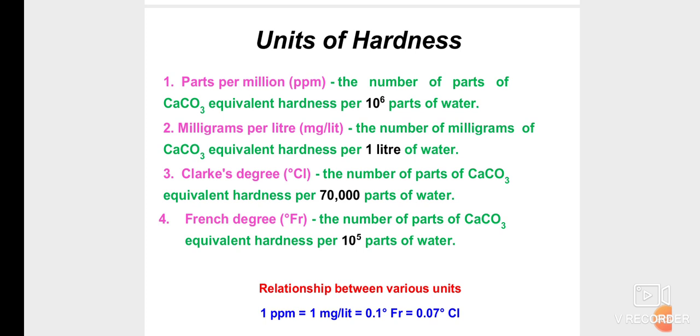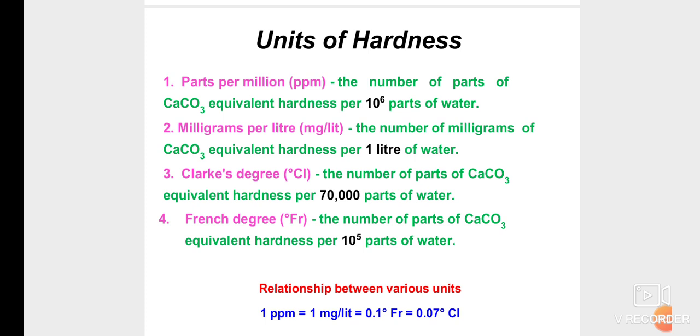Then another important topic: units of hardness. How can we express the different units of hardness? So the first unit is ppm. ppm means parts per million. The number of parts of calcium carbonate equivalent to hardness per 10 to the power of 6 parts of water. 10 to the power of 6 means 1 million parts.